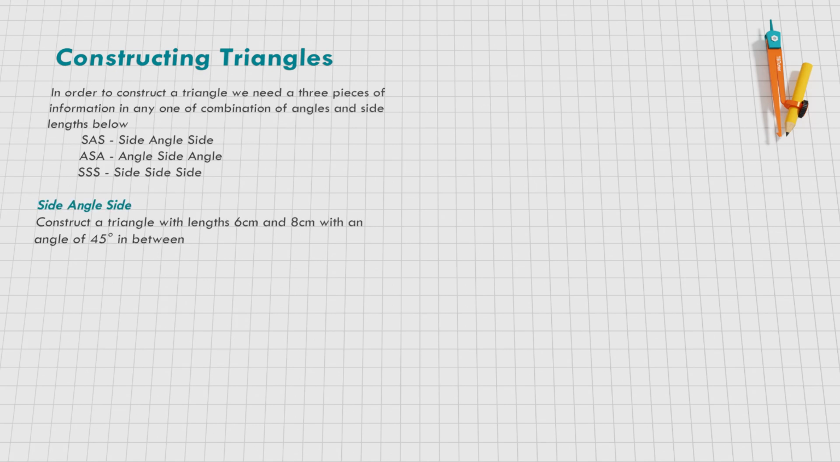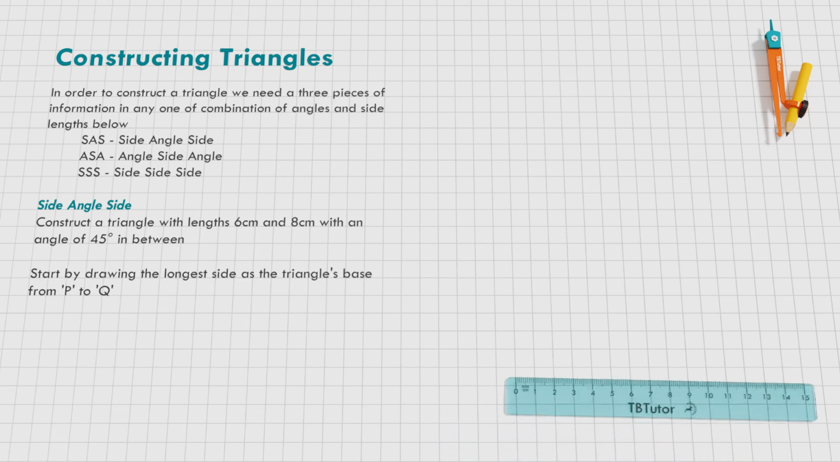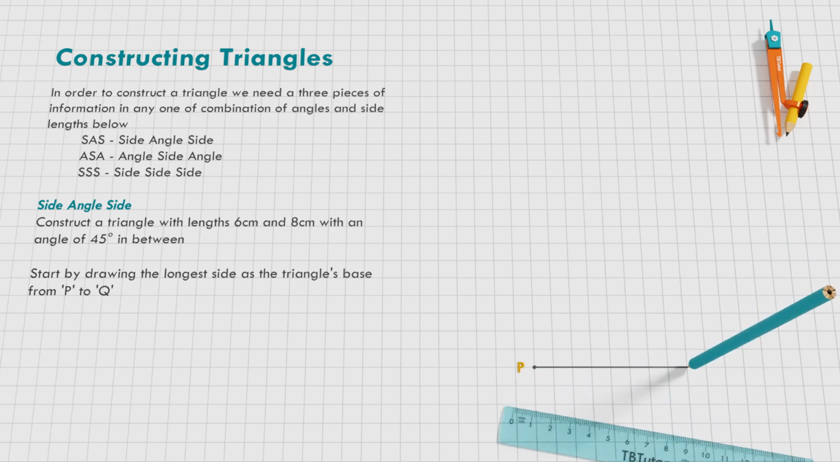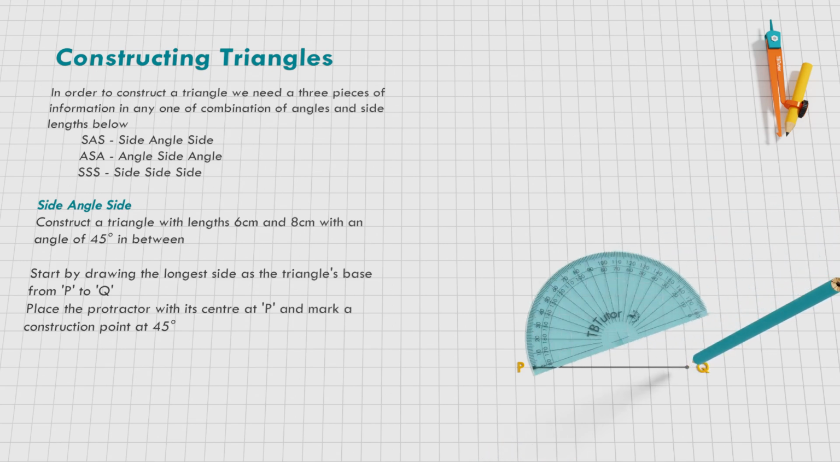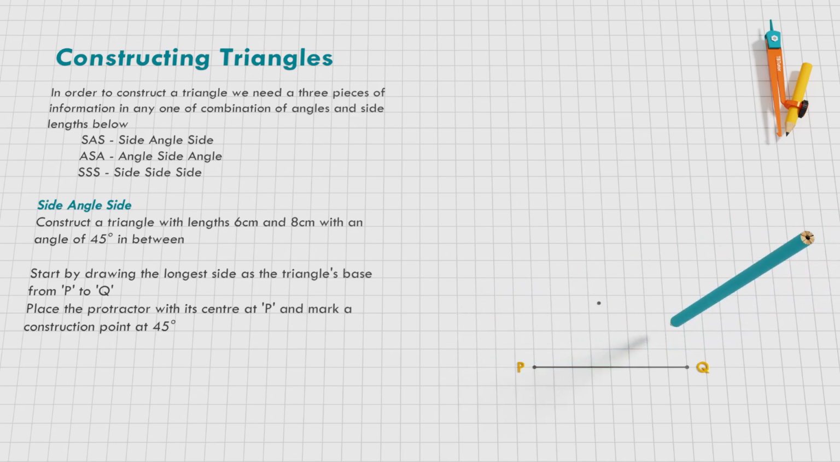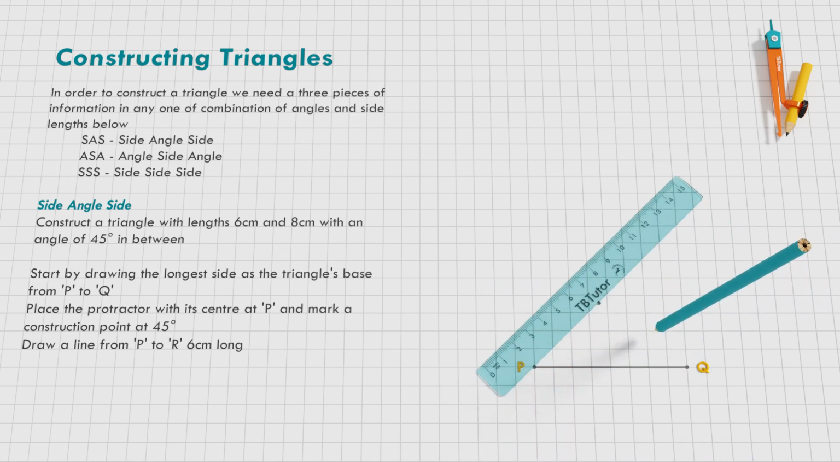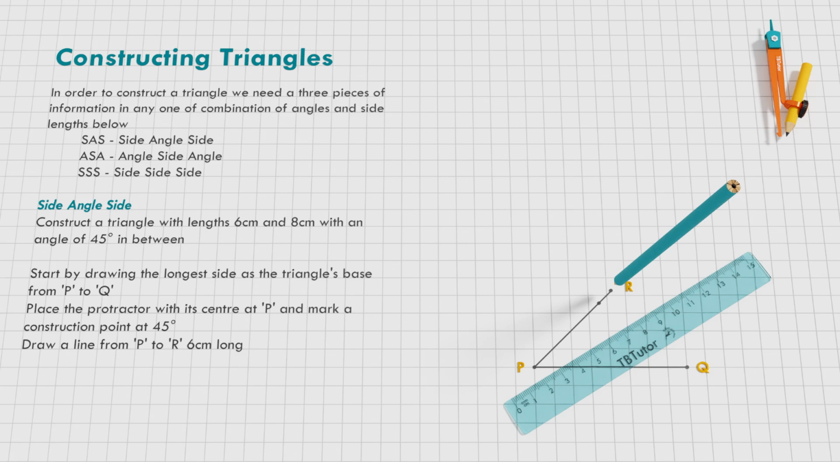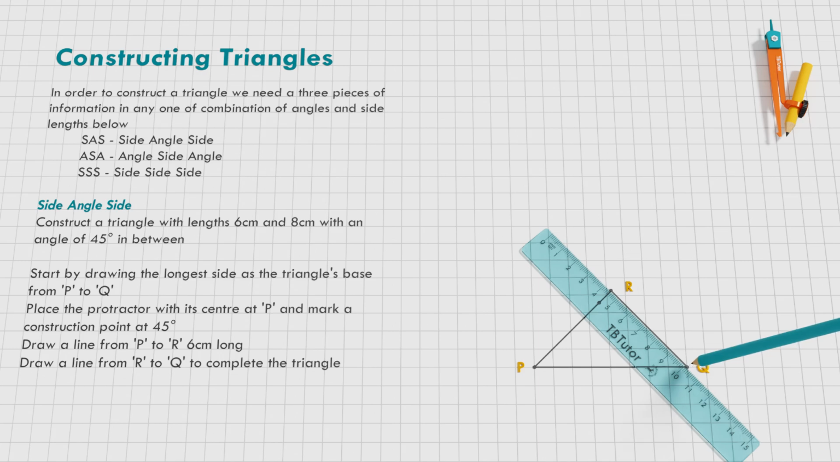Construct a triangle with the lengths 6 cm and 8 cm with an angle of 45 degrees in between. Start by drawing the longest side as the triangle's base from P to Q. Place the protractor with its center at P and mark a construction point at 45 degrees. Draw a line from P to the construction point 6 cm long and mark R. Draw a line from R to Q to complete the triangle.